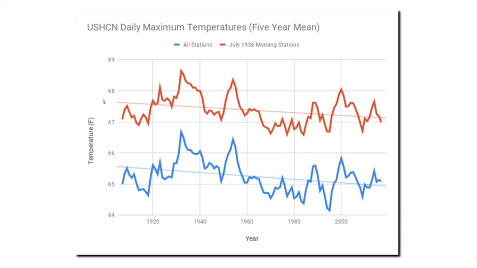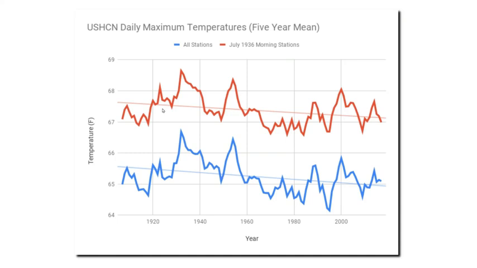I don't like the idea of attempting to adjust suspect data. The better approach is to simply eliminate it. The United States Historical Climatology Network has a lot of stations and we don't need to use all of them. You might wonder why the average temperature for the set of morning stations is higher than the average temperature for the set of all stations.